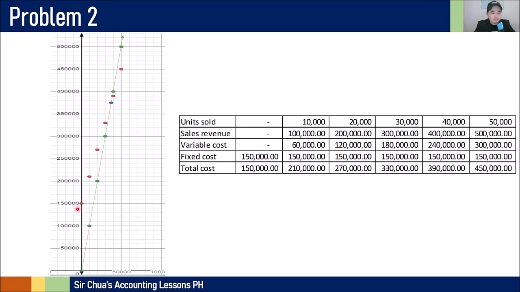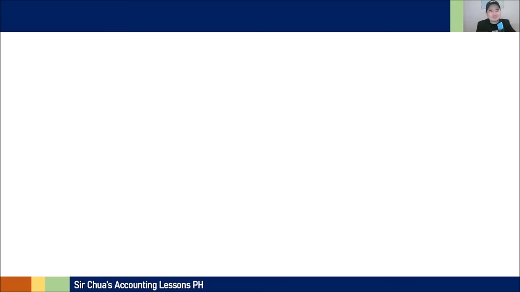The point where they meet is our break-even point, which is your break-even point in sales is 375,000 and your break-even point in units is 37,500. So, pwede rin po kayong gumamit ng CVP relationships para naman po kayo ay makapag check ng break-even point. Okay? So, I hope that you understand how to do graphing of your CVP relationships.